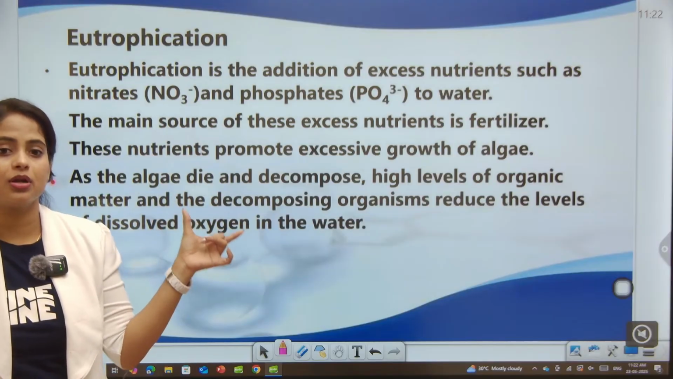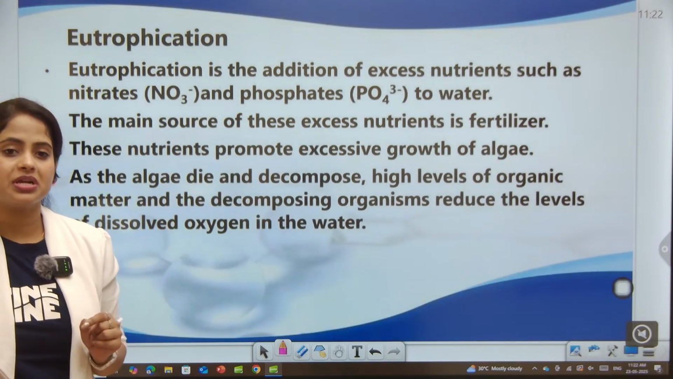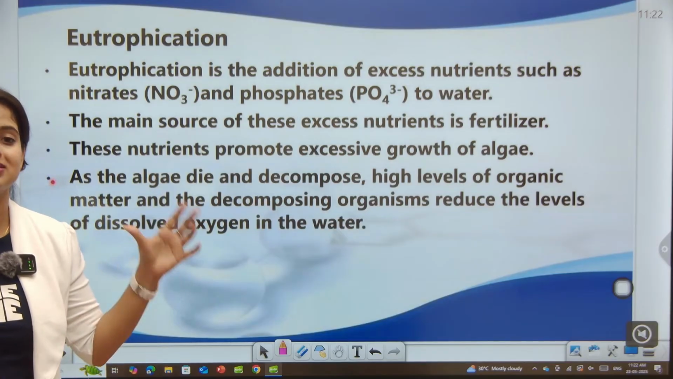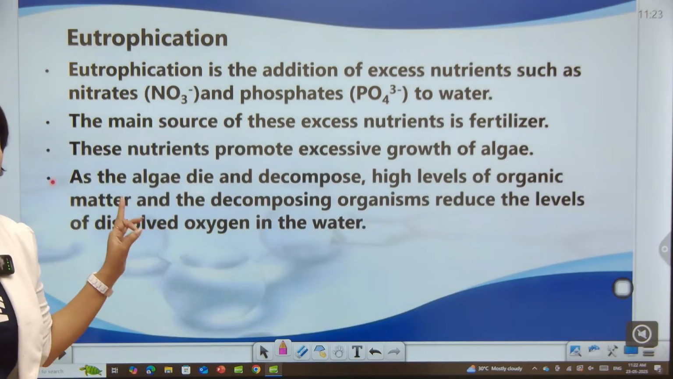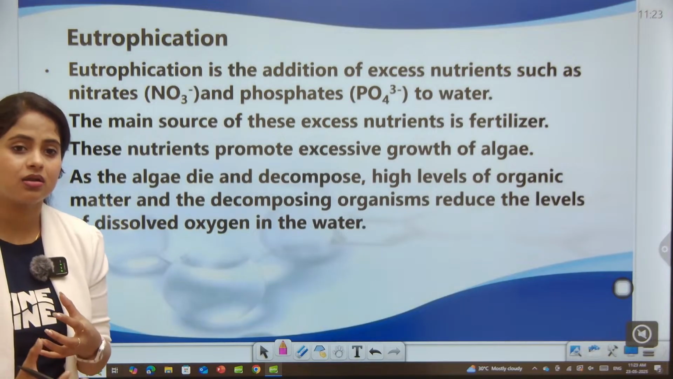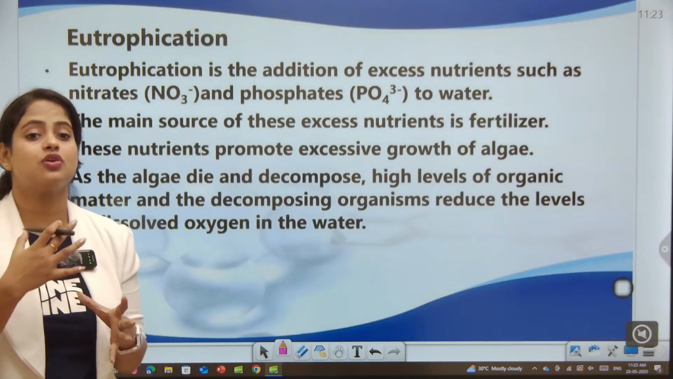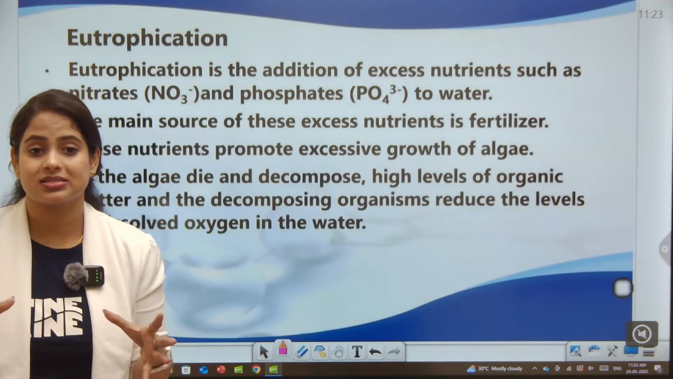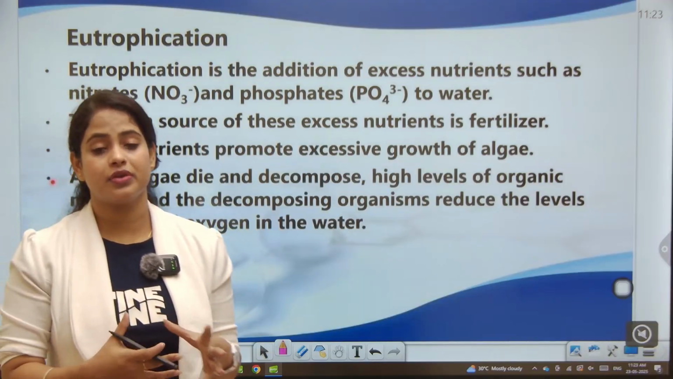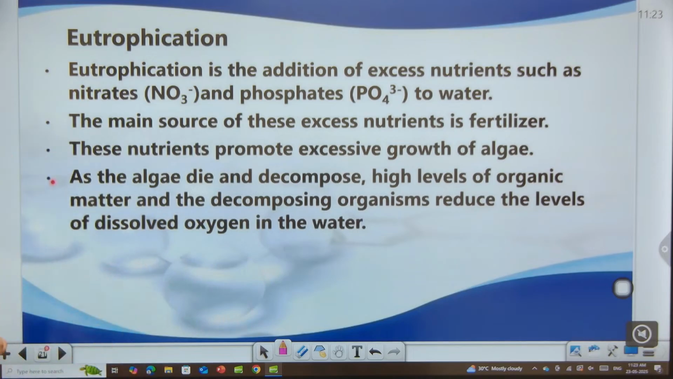Through fertilizer, we directly add these nutrients to water. And these nutrients promote excessive growth of algae in the water. As the algae die and decompose, high levels of organic matter and the decomposing organisms reduce the level of dissolved oxygen in the water. That leads to a big amount of eutrophication in the water. Clear? This is about eutrophication.